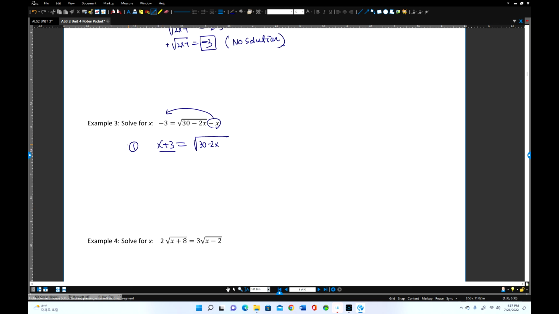Now square it. This is isolated, so square it: x plus 3 squared equals 30 minus 2x. This is x squared plus 6x plus 9 equals 30 minus 2x. That is quadratic, so one side should be 0. We put it in standard form to factor, because we need to use the zero product property.